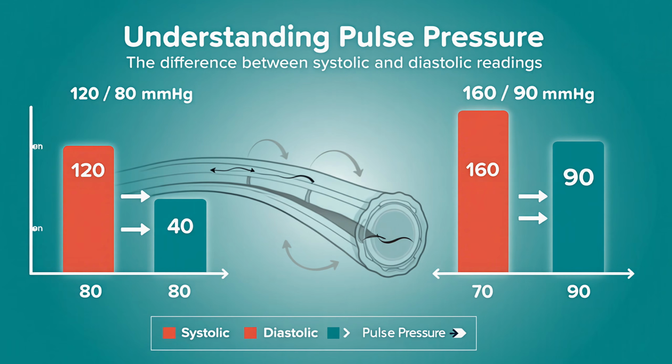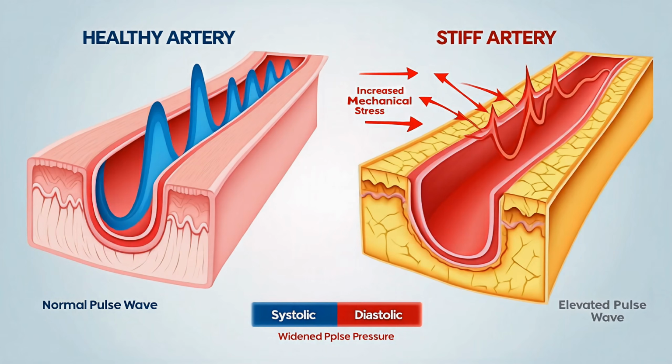Now let's look at a different pattern. Pattern 2, high diastolic, normal systolic. This pattern might appear as 125/95. The systolic pressure is within the typical range. The diastolic pressure is elevated. This pattern is more often seen in younger adults.